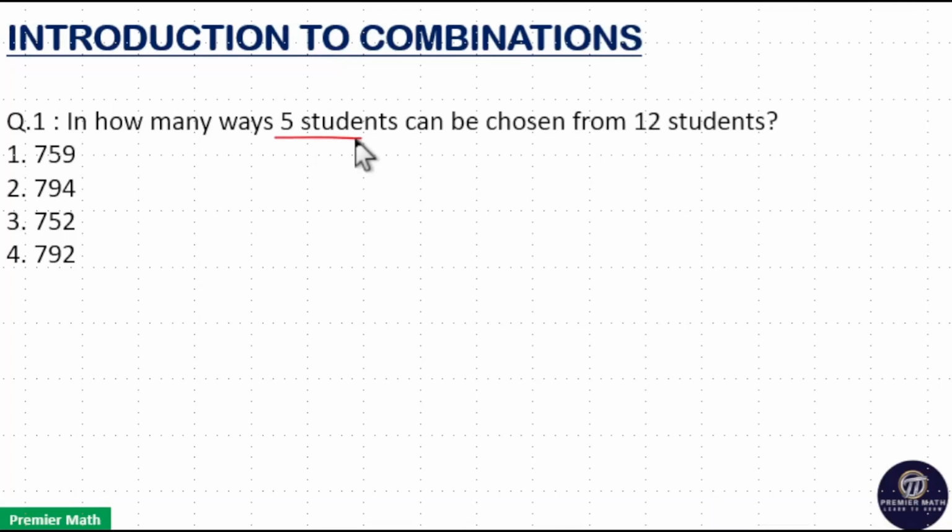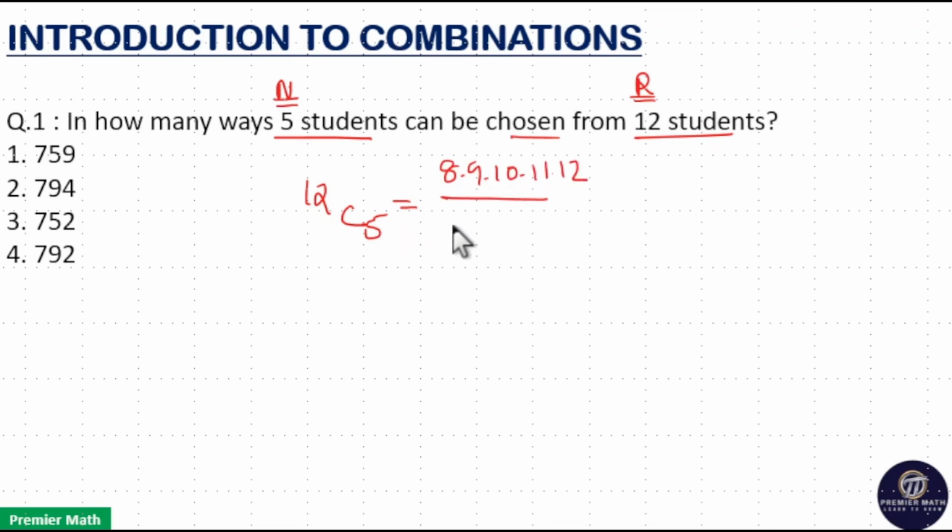In how many ways can 5 students be chosen from 12 students? So here our availability or our resource is 12 and our need is only 5. From these 12 students, we need 5 students. That is, we have to select these 5 students from these 12 students. Now 12 minus 5 is 7 factorial, cancel. Remaining is 8, 9, 10, 11 and 12. And here 5 factorial.